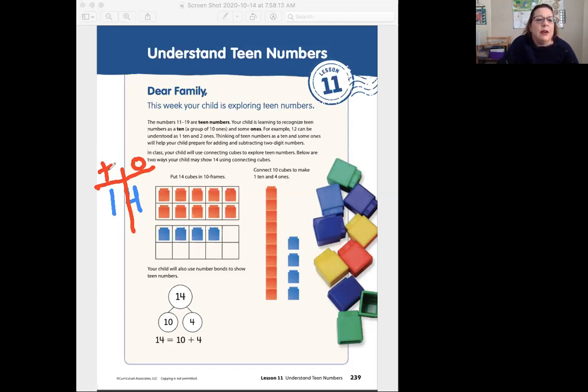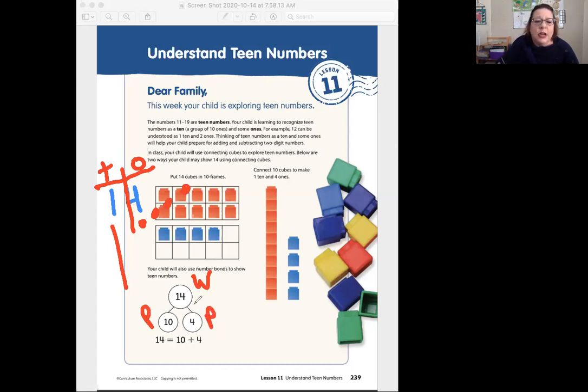So you have 10s and you have 1s, and you have one group of 10. So over here you have one 10 stick and you have 1, 2, 3, 4 ones. Okay, and you can break that down. 14 is your whole, 10 is your part, and 4 is your part.